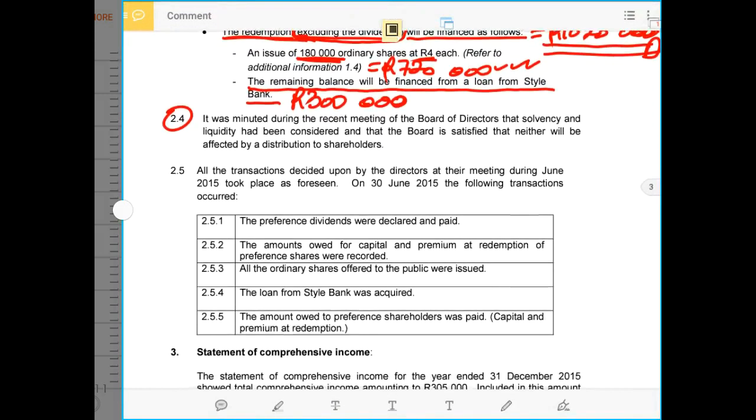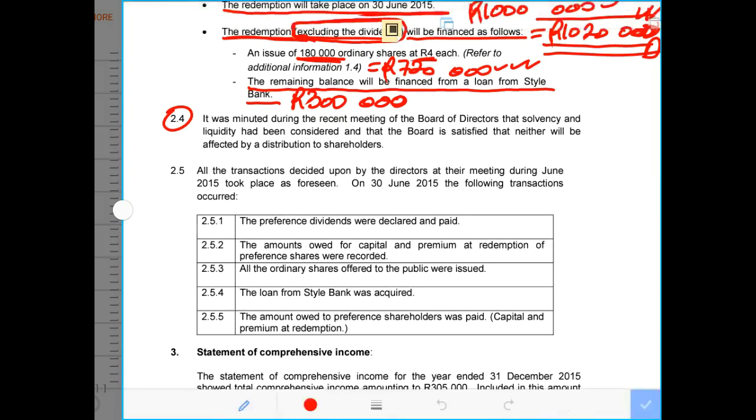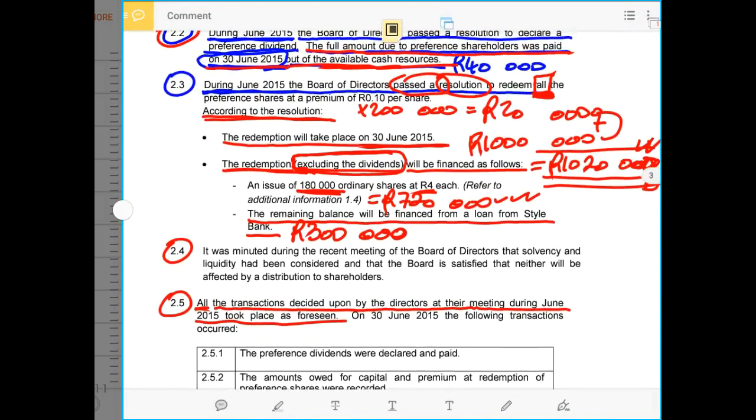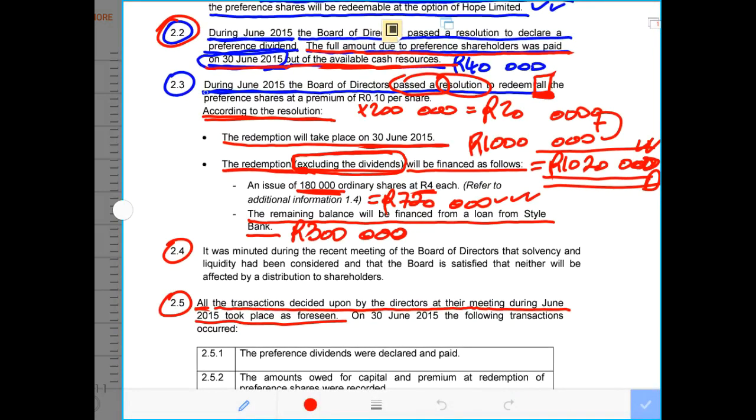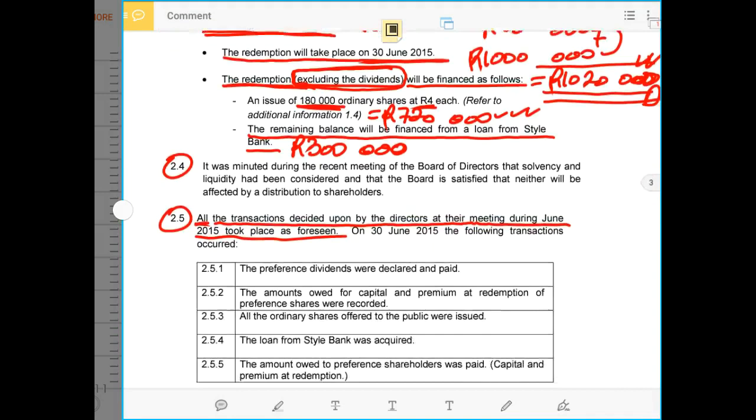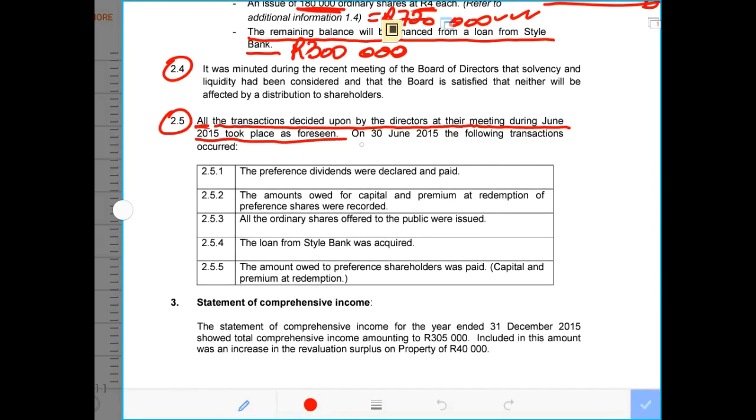So now, as I said, I will be continuing to 2.5. It says all, not some, all the transactions decided upon by the directors at their meeting during June 2005 took place as foreseen. So now everything that took place in June, the redemption and the declaration of preference dividends, took place as the directors planned. They say on the 30th of June 2015, the following transactions occurred.